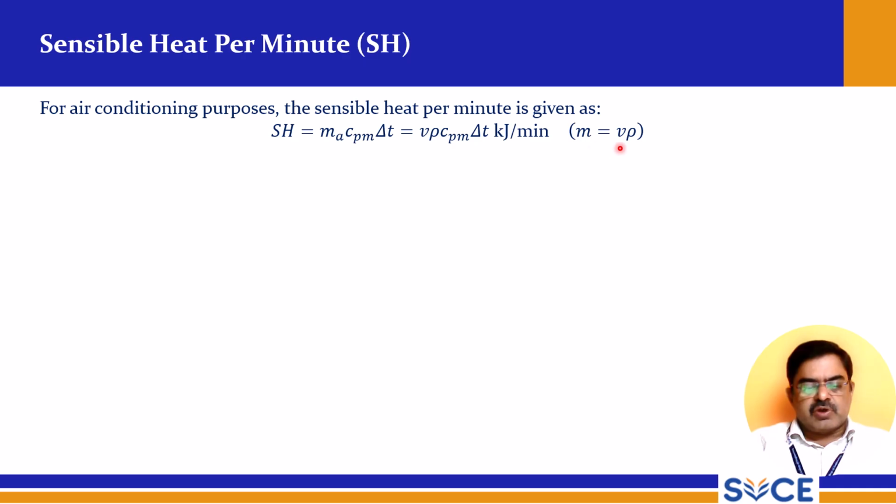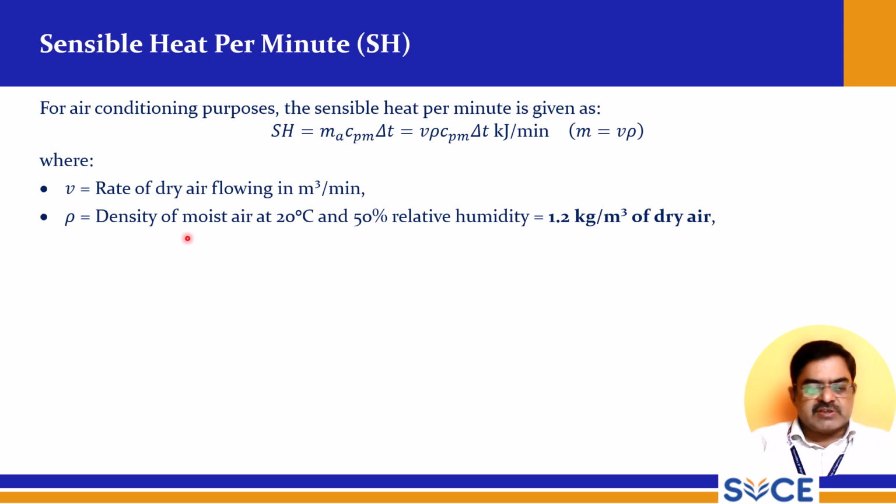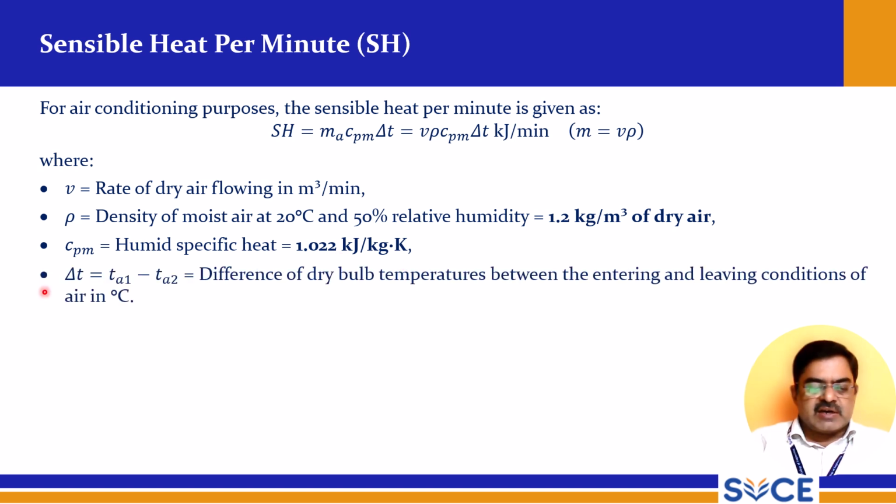So m is equal to V rho, where V is the rate of dry air flowing in meter cube per minute, and rho is the density of moist air at 20 degrees Celsius and 50% relative humidity, which is equal to 1.2 kg per meter cube of dry air. CPM is the humid specific heat, obviously 1.022 kilojoules per kg Kelvin, and delta T is equal to TA1 minus TA2. It is the difference of dry bulb temperatures between the entering and leaving conditions of air in degrees Celsius.